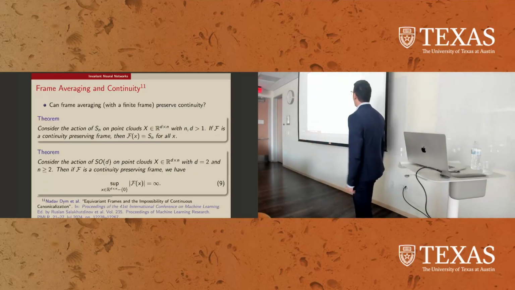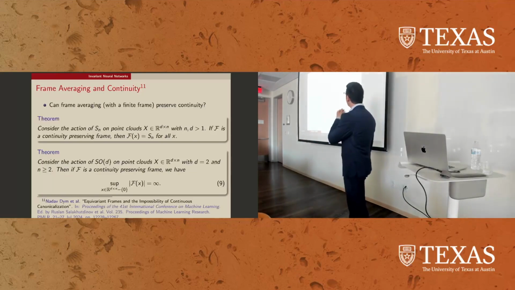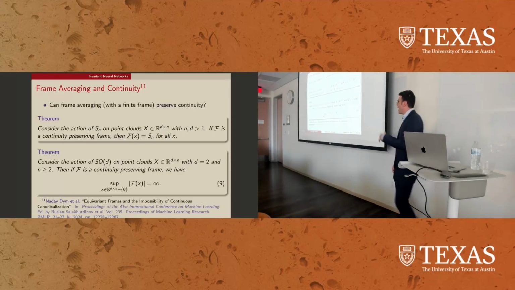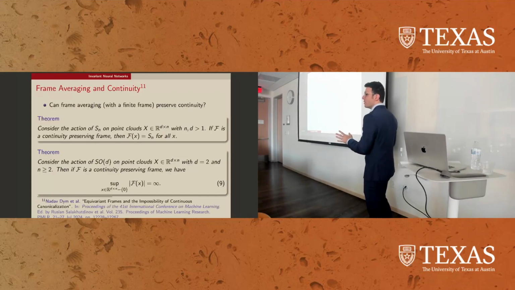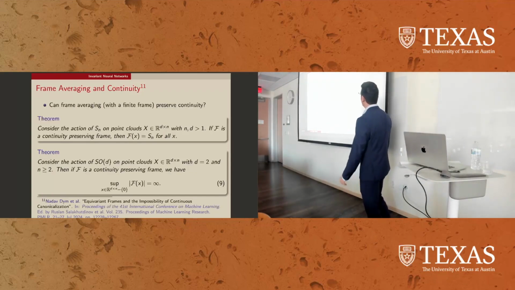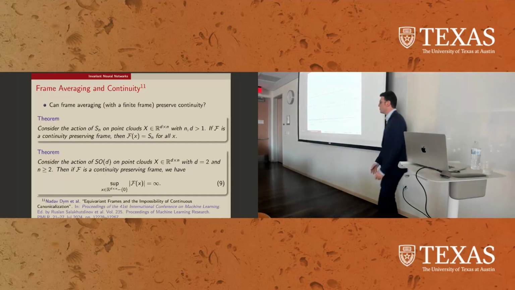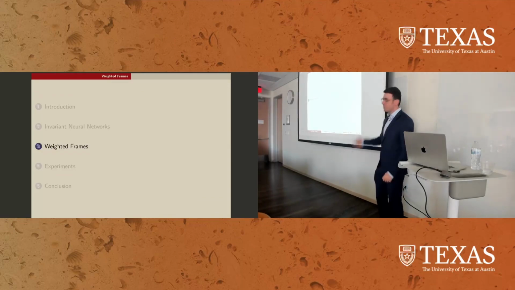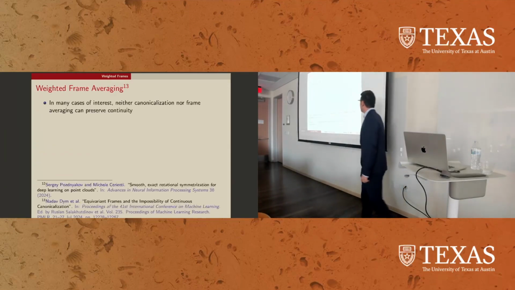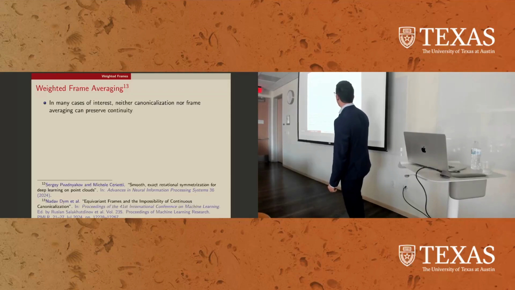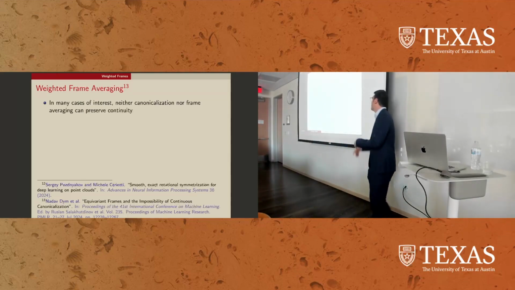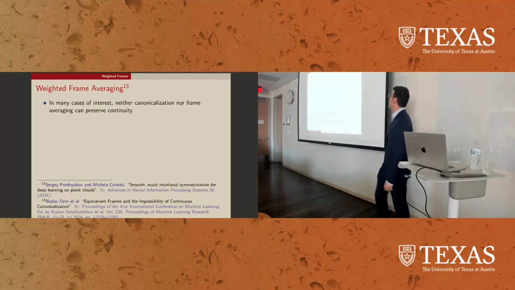And so really the issue with this frame is the fact that, if we think back to the definition, you're averaging with equal weights on all of these group elements. So it's an equally weighted average. And that's actually what causes these results to be true. So the generalization that we propose is something called weighted frames, and something similar was also proposed in a previous paper by Pozdnyakov. Although what we really do is to connect this with continuity and show that it does allow you to preserve continuity while other methods don't.